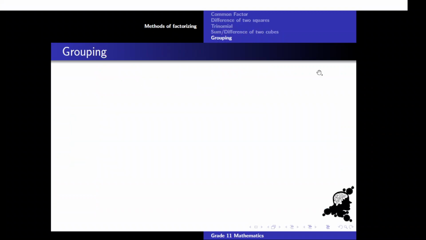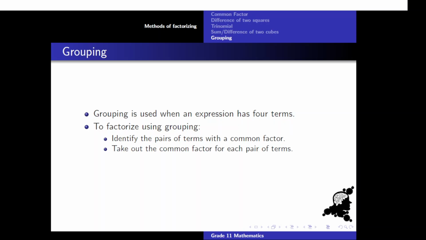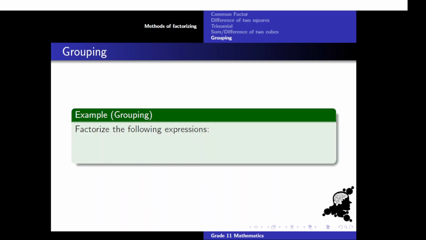Alright, we are on our last type of factorization, which is grouping. So we use grouping when we have an expression that has 4 or more terms. To factorize using grouping, what you need to do is identify the pairs of terms with a common factor. So there's going to be groups of 2 terms which have a common factor. Take out the common factor for each group. Simplify the resulting expression. So let's look at the first example.